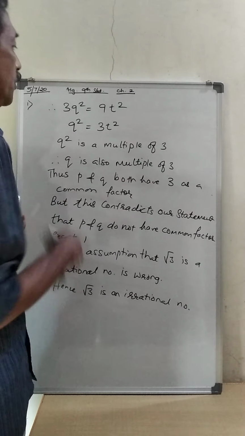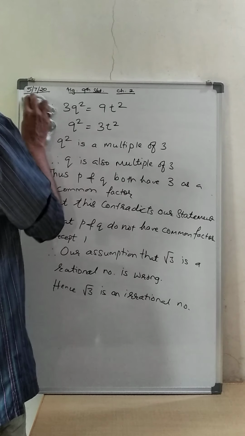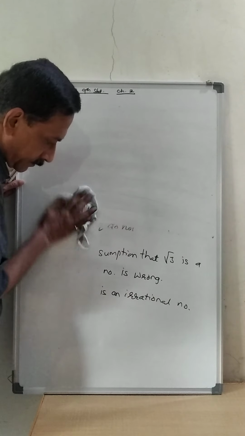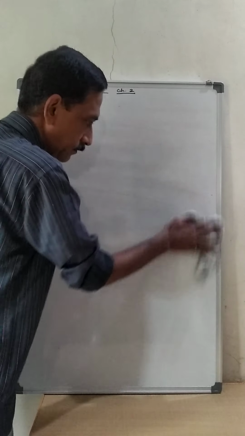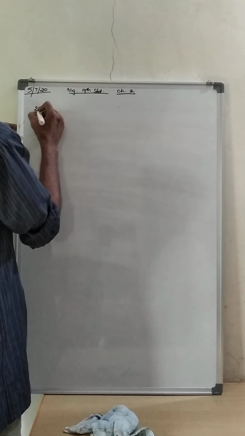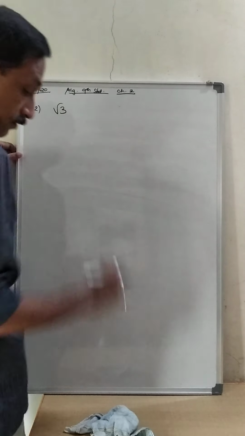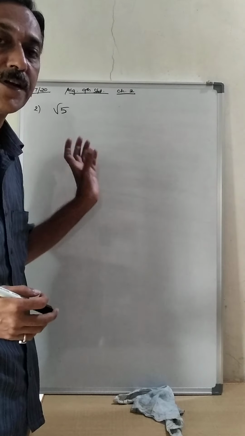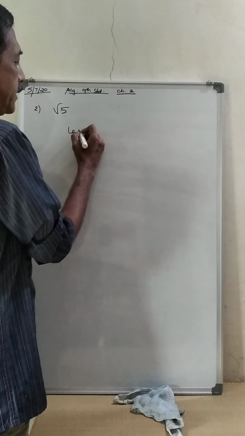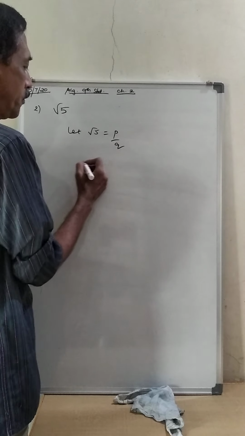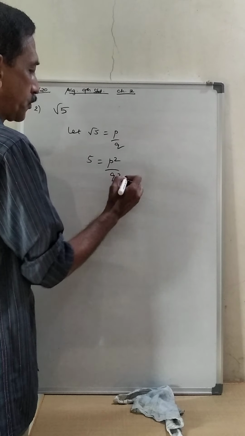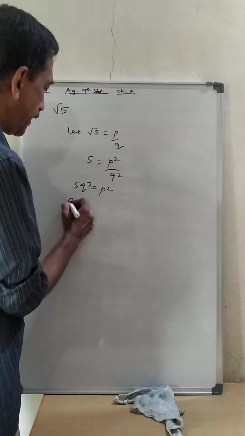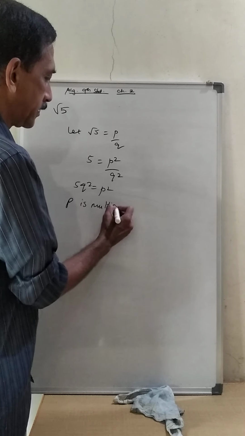Now, for root 5 as a rational number, what we do? Similar things. We do similar things. So in the second part, root 5. So the similar steps, I am just giving you the main things. Let root 5 be equal to P upon Q. So we get 5 is equal to P square upon Q square. So 5Q square is equal to P square. From here we get P is a multiple of 5 because P square is a multiple of 5.